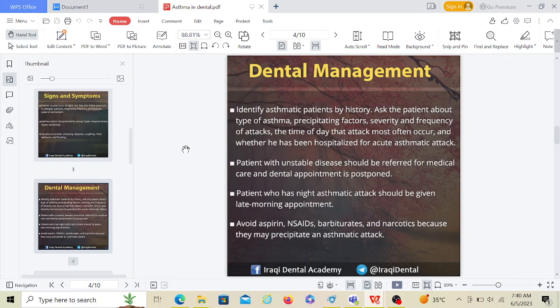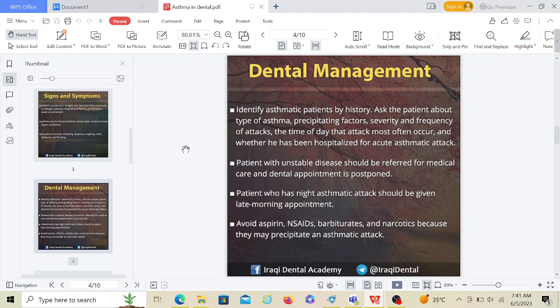Now, dental management. When a patient comes to you, first you have to identify whether the patient is at risk of a mild attack, moderate attack, or severe attack. See, the only thing that keeps us alive, the major one, is oxygen. Even 10 minutes without oxygen and we'll be dead. So timing is very, very important here. Whenever you have a patient with asthma, make sure that you have an oxygen inhaler on standby, so in case something happens, you can directly start giving oxygen.